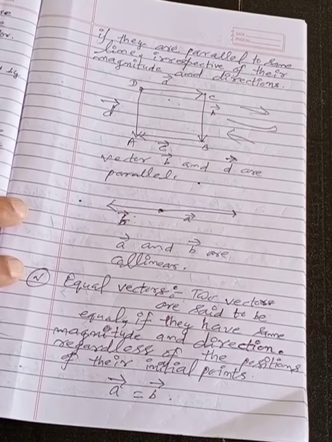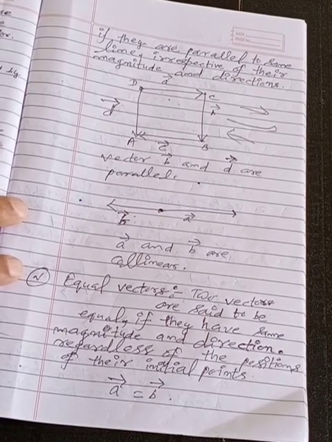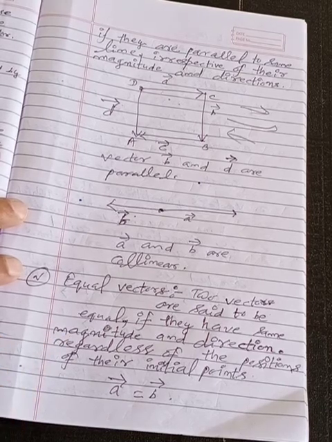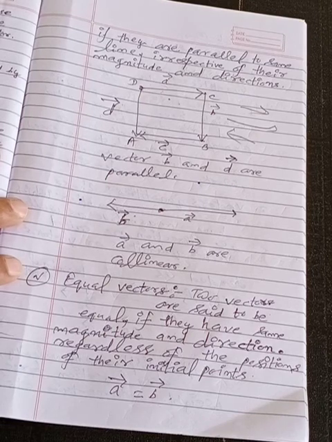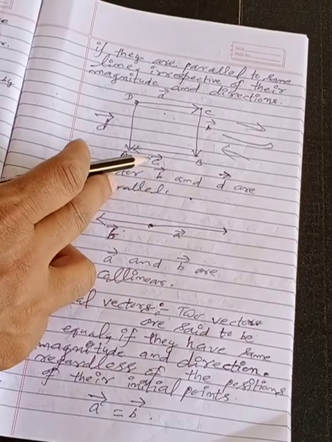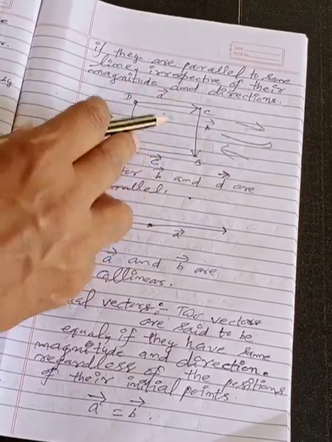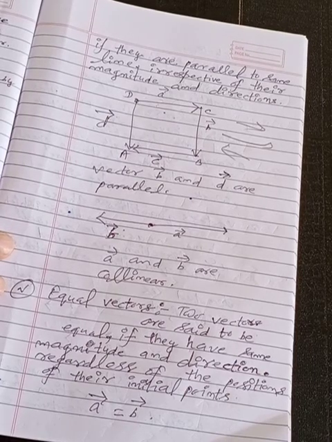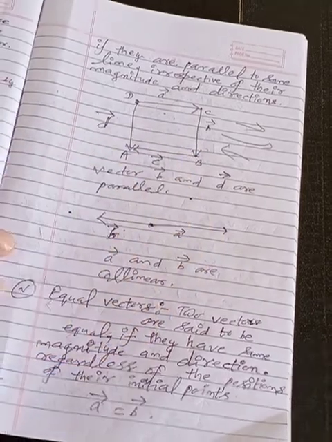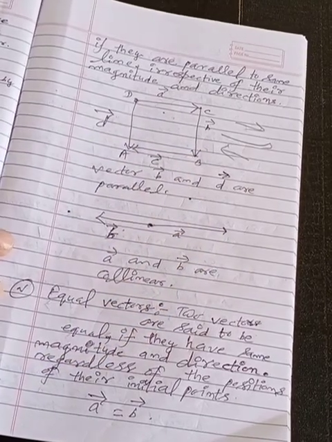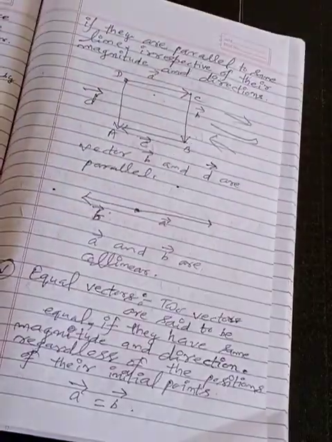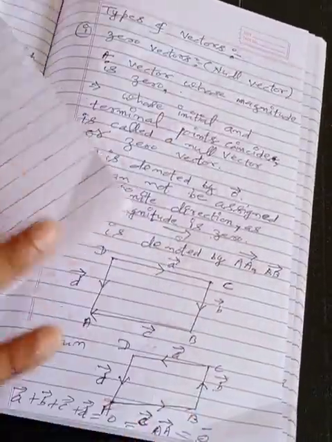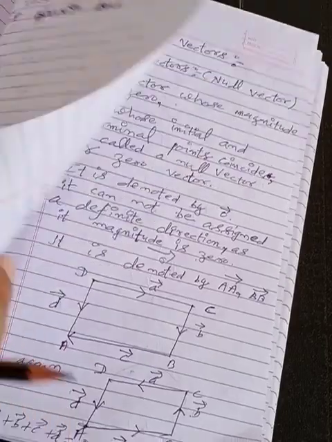Now equal vectors: two vectors are said to be equal if they have the same magnitude and direction, regardless of the position of their initial points. Here in this diagram we can see vector c and vector d are equal. These b and d are equal vectors and their initial points are not the same. It is not necessary that their initial points are the same.